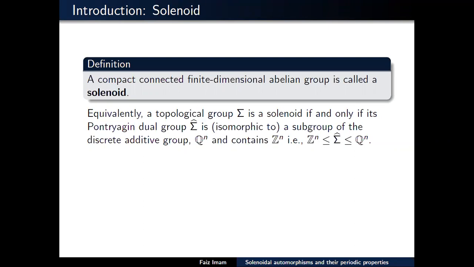So now the question comes: what is a Pontryagin dual group? Basically, a continuous homomorphism from a group G to the unit circle is called a character of G.